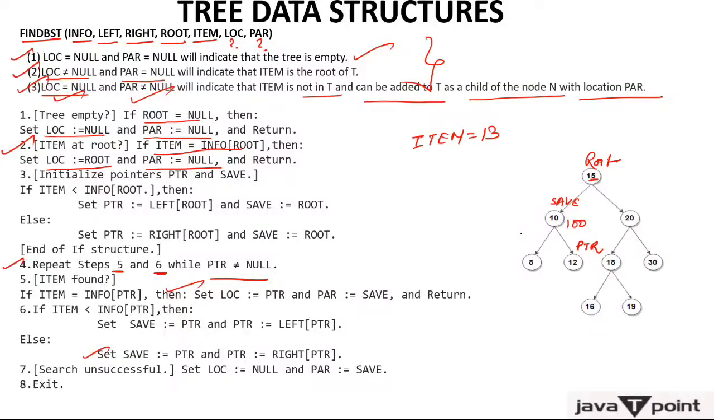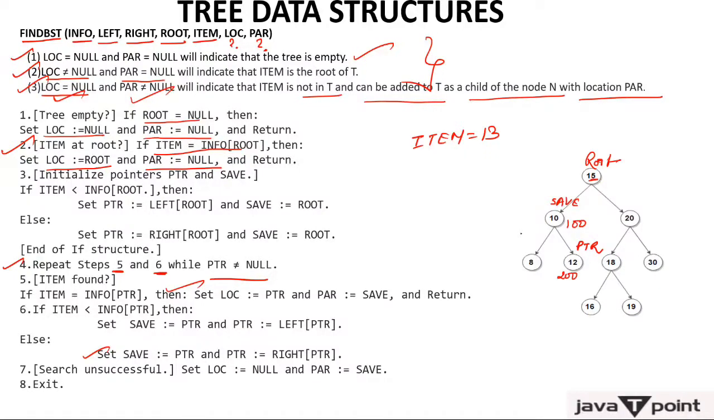No. The fourth step is saying not to come out of the loop until PTR is null. Is PTR not null? Yes, PTR is not null. Suppose the address of PTR is 200. Yes, PTR is not null. Okay. Is the item you are looking for, 13, equal to info PTR? Info PTR is 12. No, it's not equal. Then I'll not execute this statement. I'll come to the sixth statement. Is the item you are looking for less than info PTR? The item I'm looking for is 13 and 13 is not less than 12. Then I'll go to the else part.